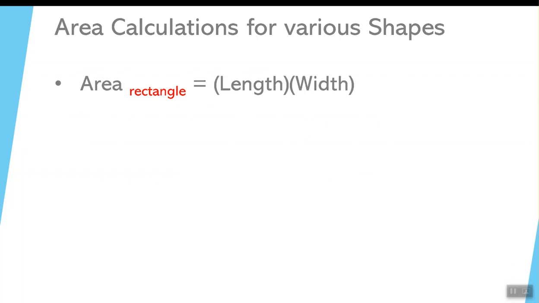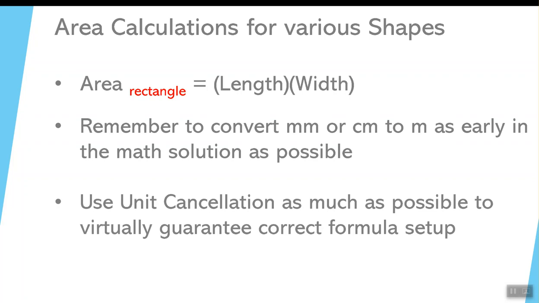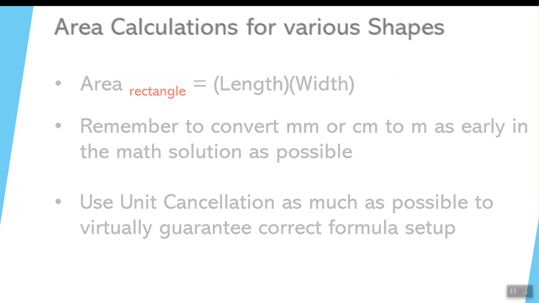So let's take a look at the formula for a rectangle. The easiest one to look at is, again, length times width. And remember to convert your millimeters or your centimeters to meters as soon as you possibly can, so that your math solution is going to be so much easier. If you need to use unit conversion or unit cancellation, that's another little tool in your arsenal to make sure that you are getting your question done correctly.